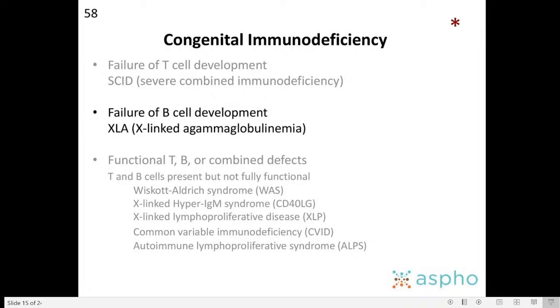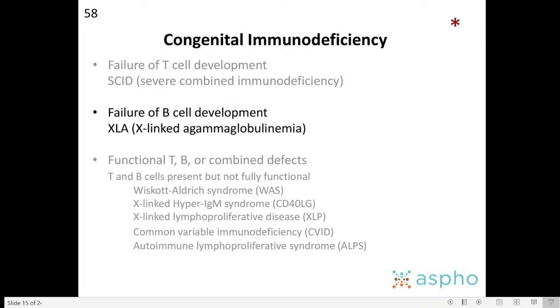And if there is failure of B cell development, that is X-linked agammaglobulinemia. Then if the function of B cell and T cell are both affected at the same time, it makes different diseases. The main thing: if T cell development alone is affected by the immunological response, that makes severe combined immunodeficiency, SCID.